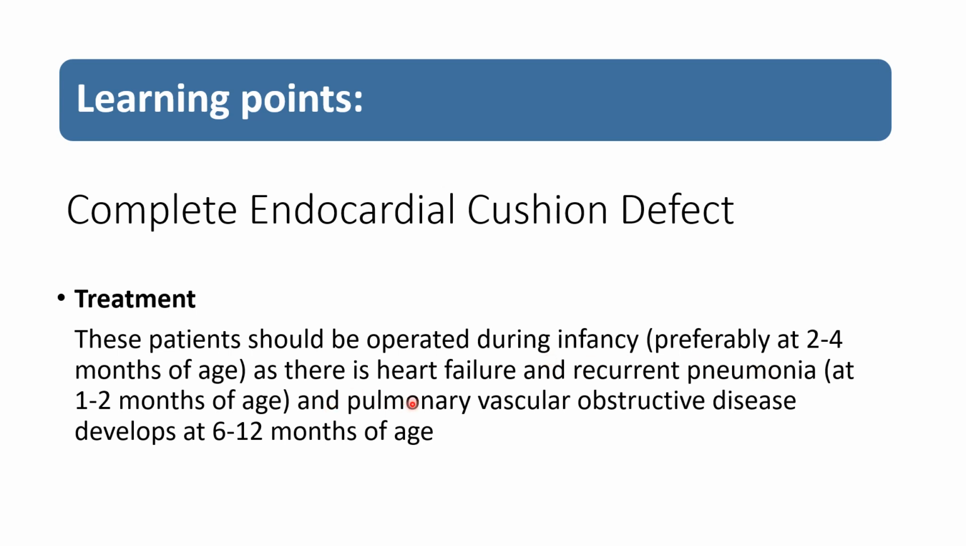The treatment for ECD is that they should be operated during infancy, preferably between 2 to 4 months of age, as they have chances of heart failure and recurrent pneumonia, and if not operated timely then they will develop pulmonary vascular obstructive disease by the age of 6 to 12 months. So mortality is very high if not operated early. They die without operation by the age of 2 to 3 years.